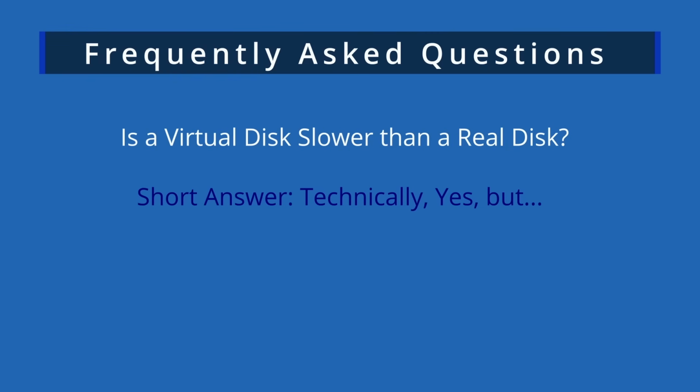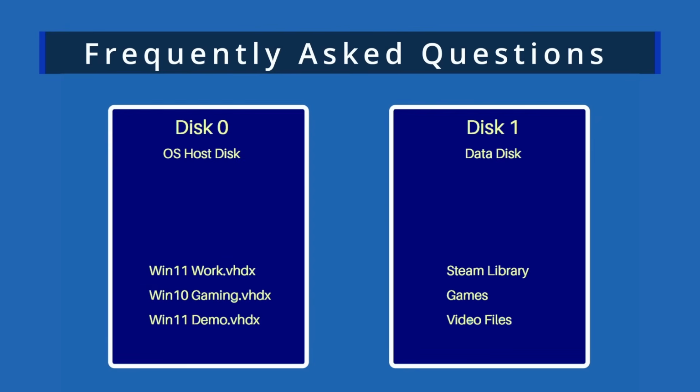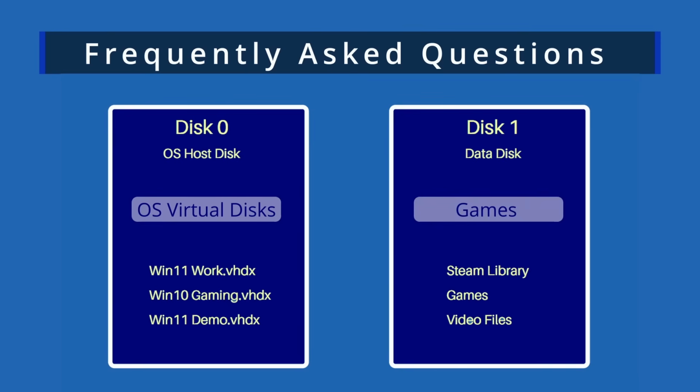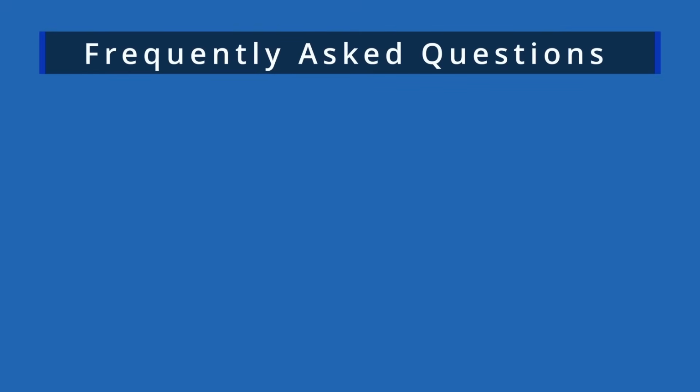If performance is your number one priority, perhaps because you're a high-end gamer or a video editor, then there is no reason why you couldn't install a second data disk. You would install the OS as a virtual disk on the first drive and then install your games or video editing software on the second disk, which is formatted with a traditional Windows partition, and you won't lose any performance.